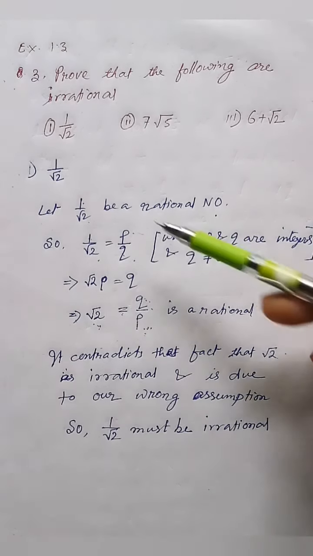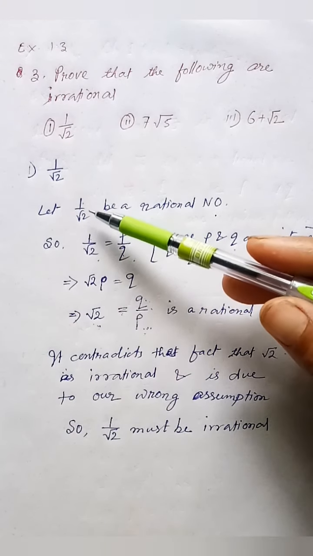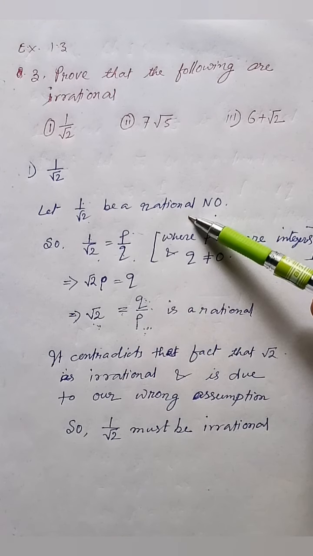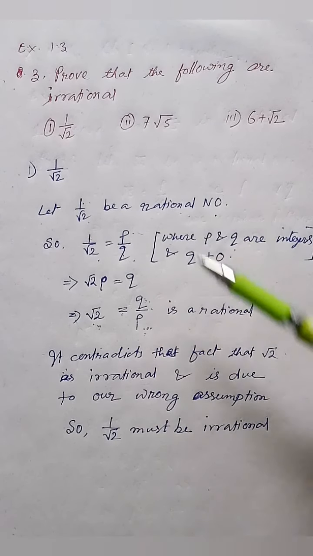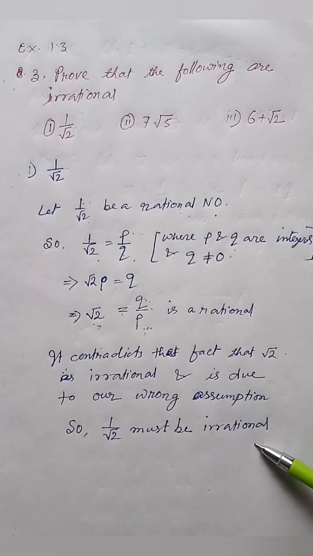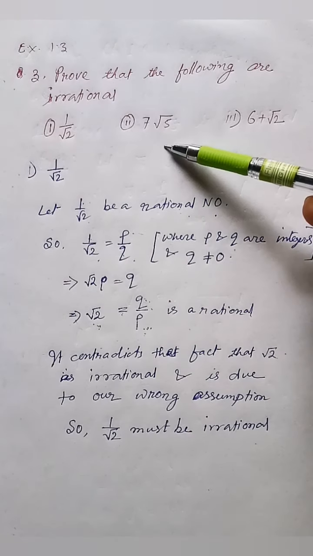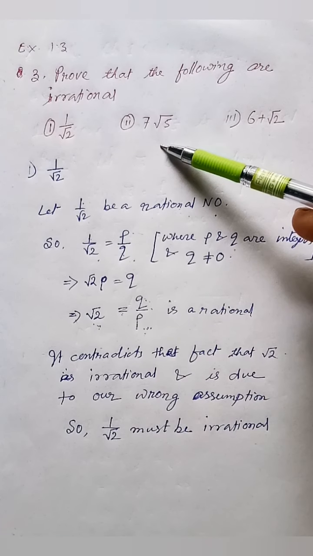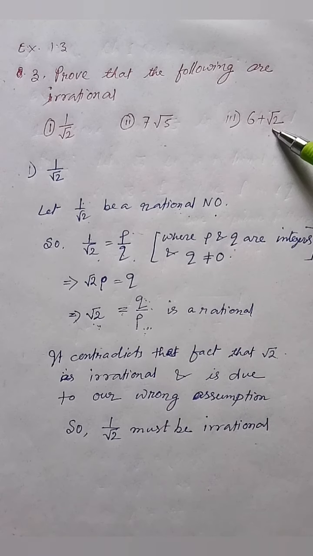So this contradiction comes due to our wrong assumption. There, 1 by root 2 be a rational is our wrong assumption. So it cannot be rational. It would be the opposite one. If it is wrong, then the correct one will be its opposite. So 1 by root 2 must be irrational. Hence proved. So in the same way you can prove for this also. Means you just try to separate the root 5 from here. And here you try to separate the root 2. Surely you will find a contradiction and then you conclude it.